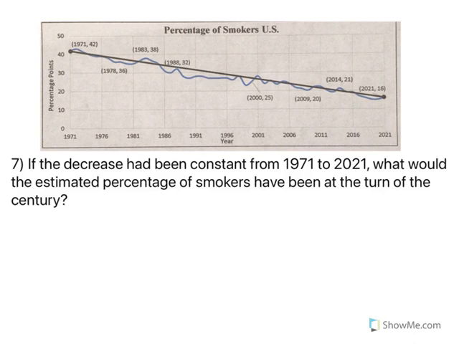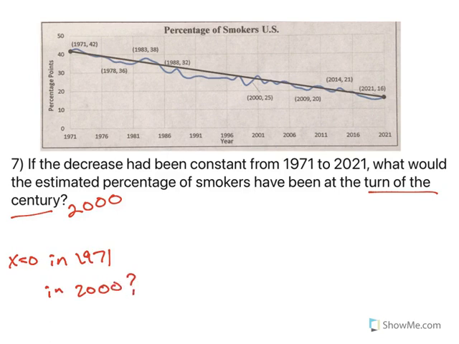So let's do that. If the decrease had been constant from 1971 to 2021, what would be the estimated percentage of smokers at the turn of the century? The turn of the century would be the year 2000, in case anybody didn't know. So if X is 0 in 1971, then what is X going to be in 2000? How many years later is it? The answer is 29. So we're going to use an X value of 29.